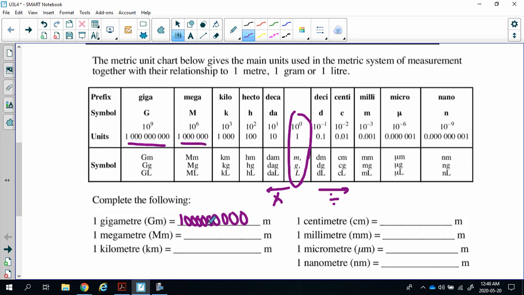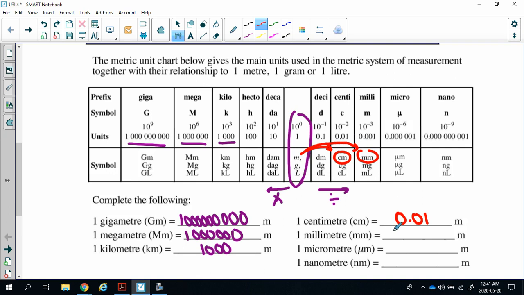Megameter, that's 10 to the 6 meters. So we're going to have 6 zeros here. 1, 2, 3, 4, 5, 6. 1 kilometer, that's 1,000 meters. Now we're going to go from 1 centimeter, which is right here, to meter. So again, we're going this way. We're going from meter to centimeter. So that's going to be 0.01 meters.